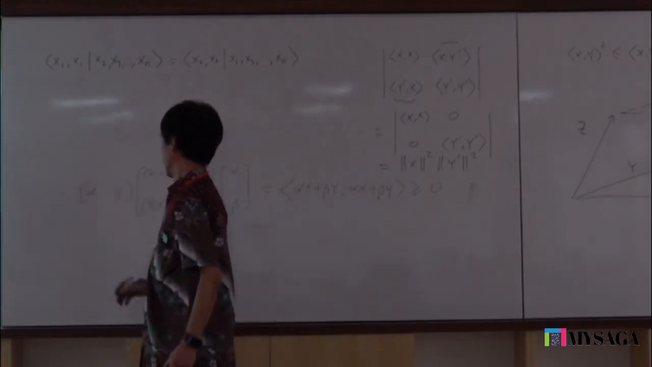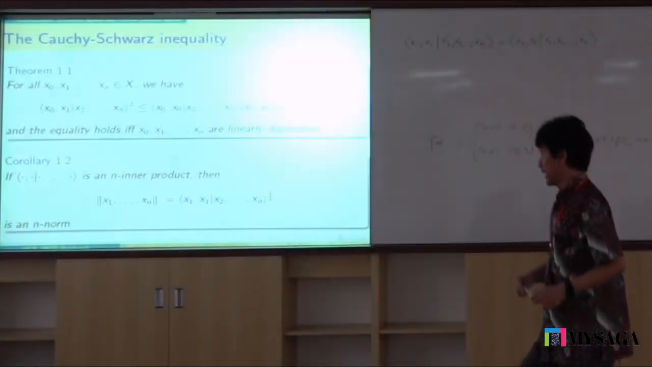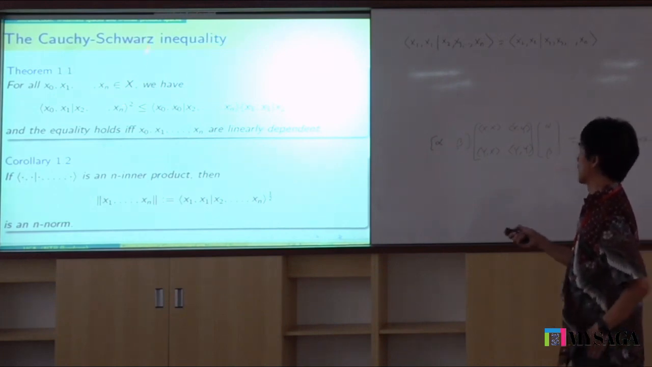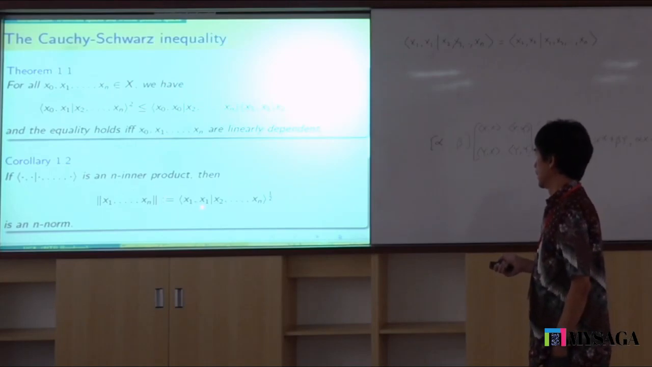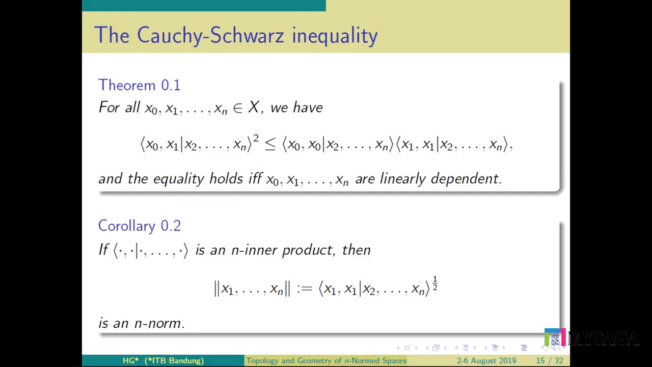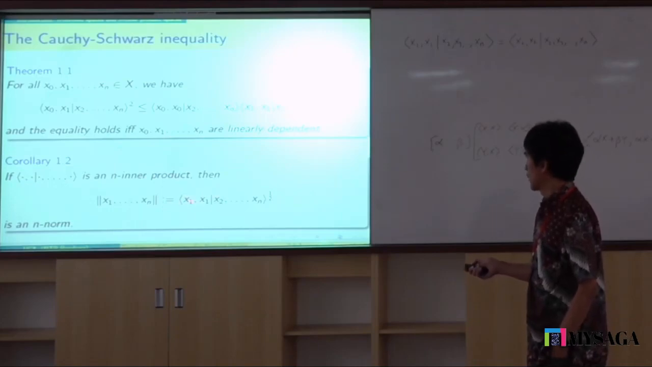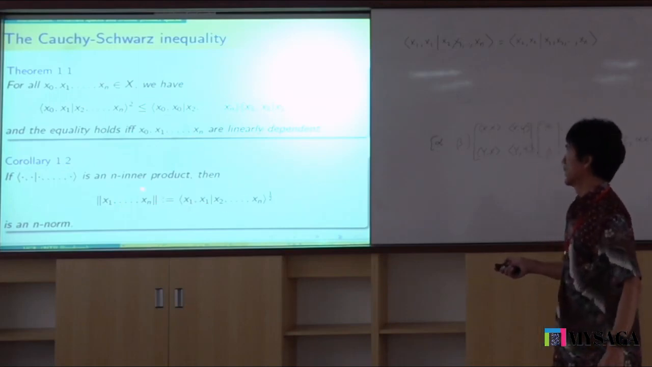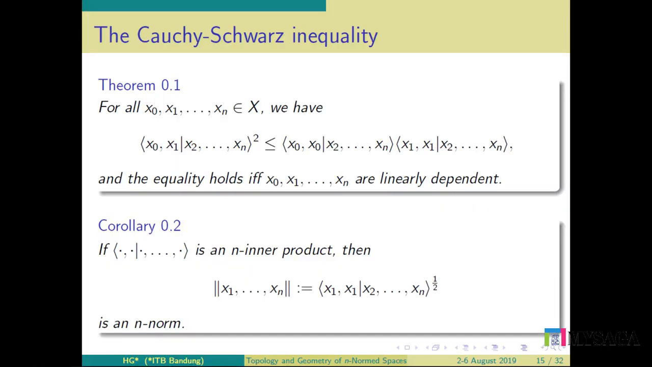Just replace this with the n-inner products. And as a corollary of this Cauchy-Schwarz inequality, we have that the square root of this expression, where x0 is equal to x1, so here we only have x1 up to xn, defines a norm, an n-norm, sorry, on X.